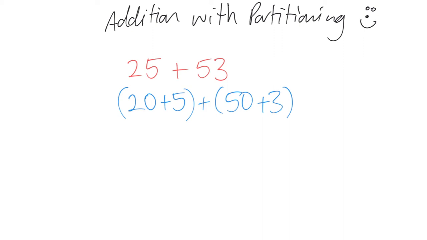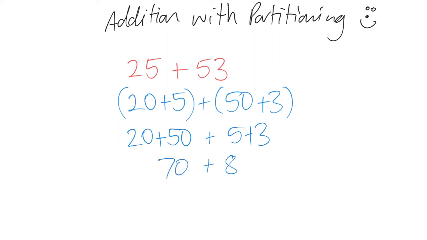So with the partitioning model, what we do is we add the tens together, 20 plus 50, and then we add the ones together, which is 5 plus 3. 20 plus 50 gives us 70, 5 plus 3 gives us 8, 70 plus 8 is 78, which is our answer.